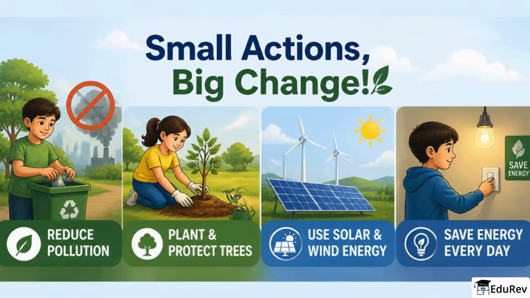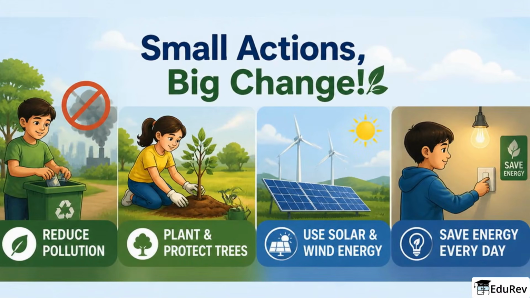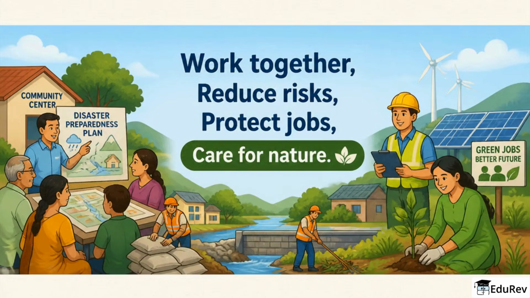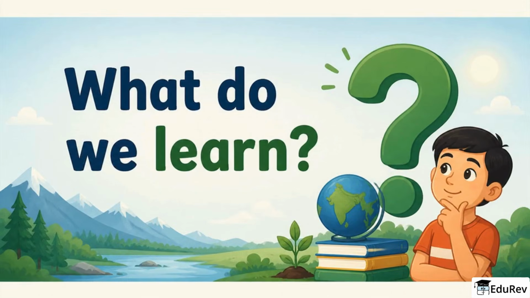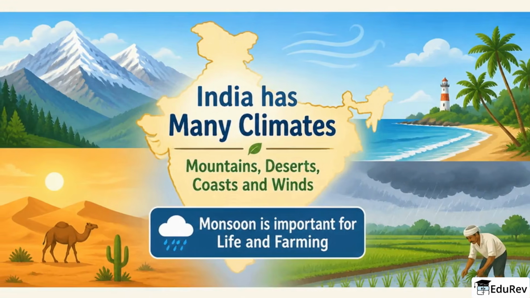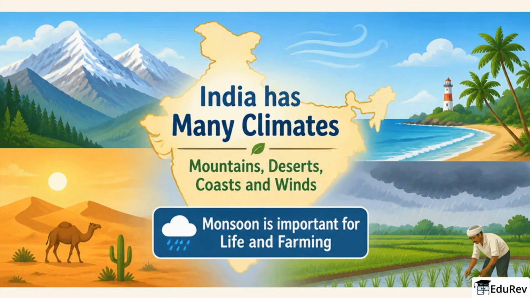What can we do to help? We can reduce pollution, plant and protect trees, use solar and wind energy, and save energy in daily life. Communities and governments also work on plans to reduce risks and protect jobs while caring for the environment. So, what do we learn from this? We learned that India has many climates because of mountains, deserts, coasts, and winds, and that the monsoon is very important for life and farming.